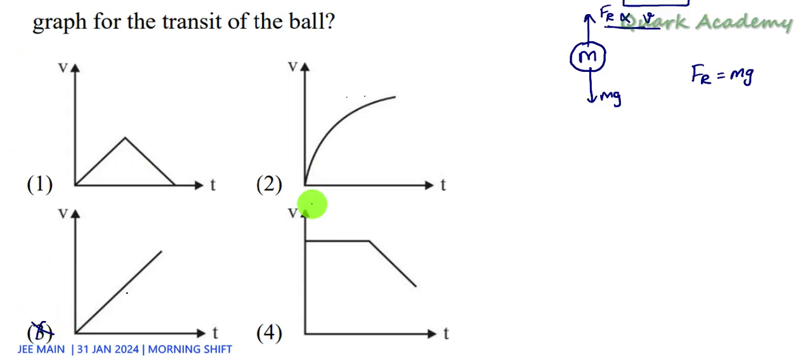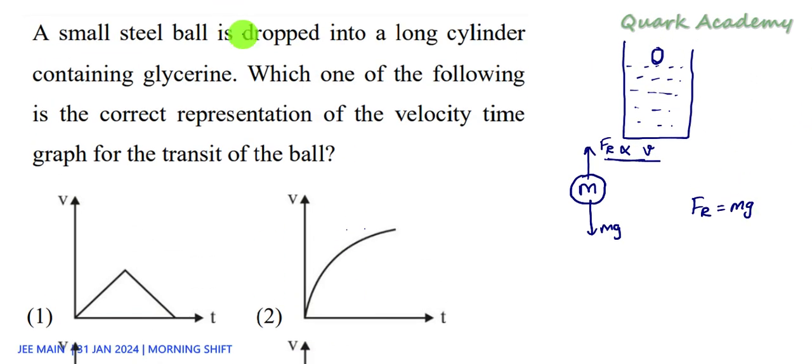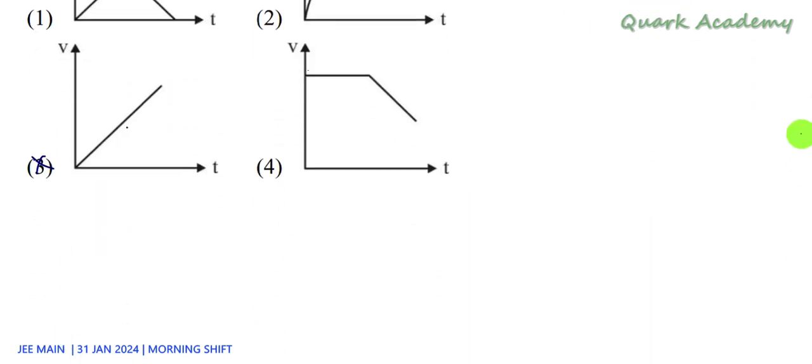And look at the fourth one. Initially, the velocity is non-zero, but in the question they have mentioned the ball is dropped. Dropped means initial velocity should be zero. So the fourth one is also not correct.